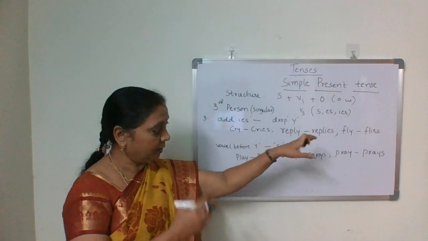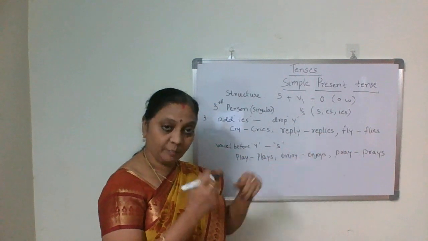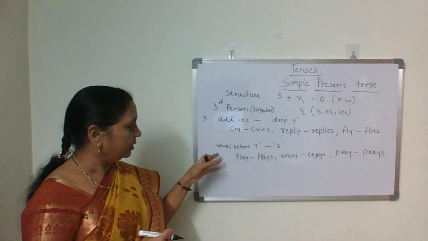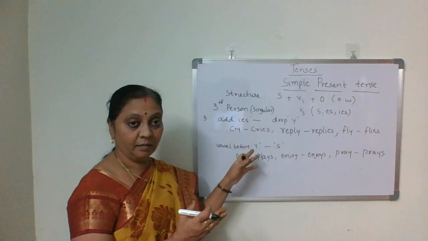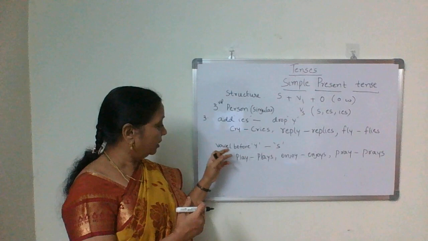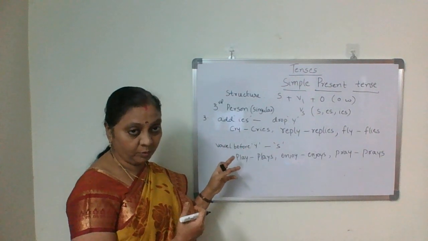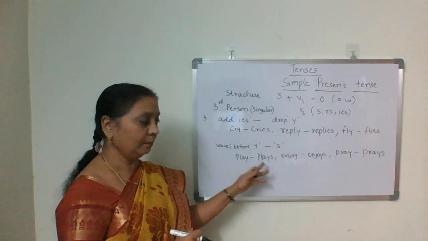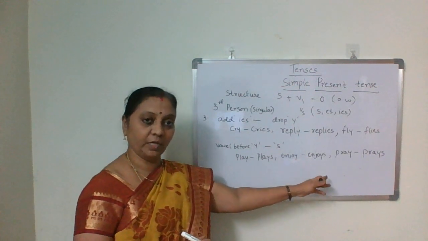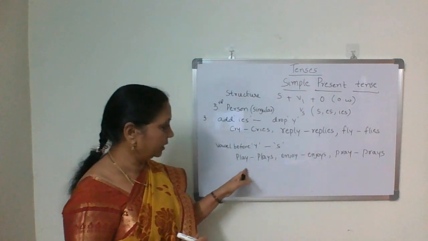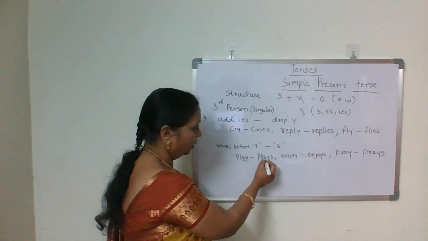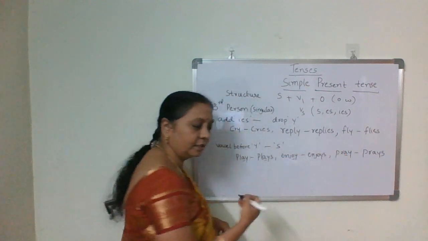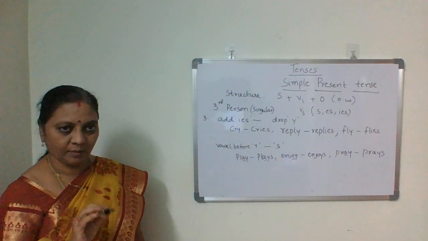Birds fly, plural. If a single bird is there, the bird flies. But in case there is a vowel before this y, then you just add only s, like play, plays, enjoy, enjoys, pray, prays. If vowels are there before y, then you just add s only.